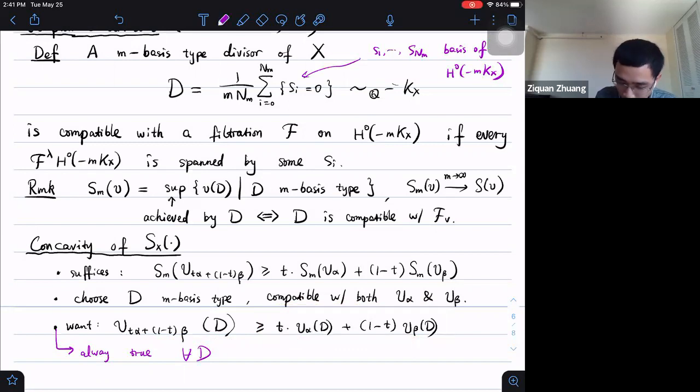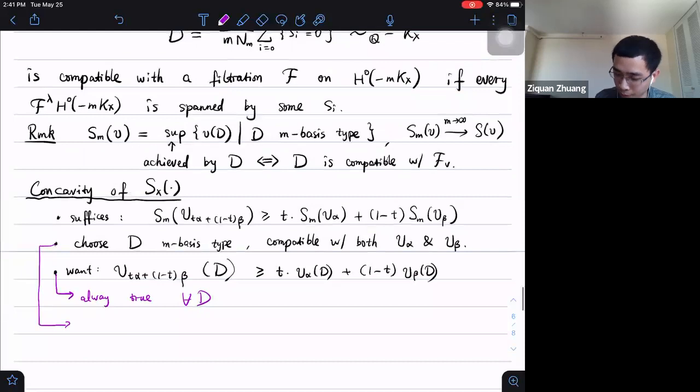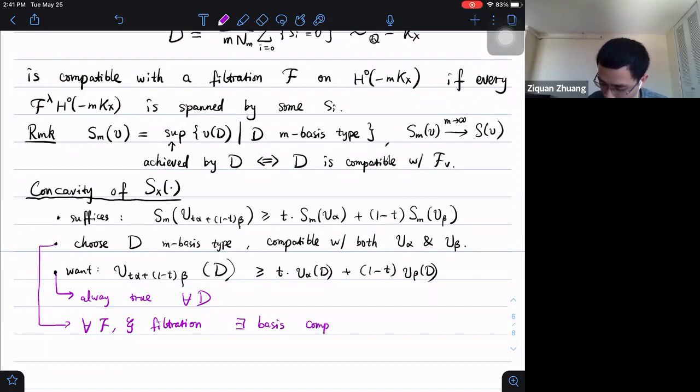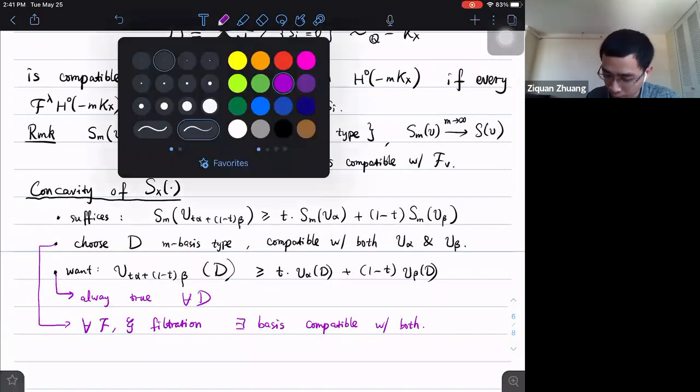And why can I always choose basis type divisors like this? Well, that's a linear algebra fact. If you choose any two filtrations on a vector space, you can always choose a basis that's compatible with both. Okay, so we are done.